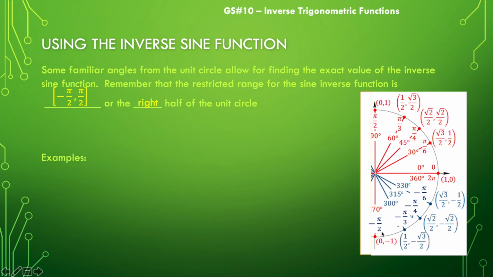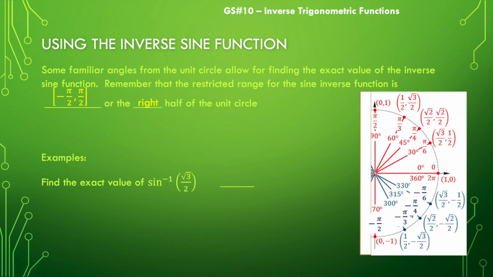inverse function. All right, so here's an example. We want to find the exact value of the sine inverse of rad 3 over 2. Okay, so what does that mean? Whenever you see this notation, you are thinking this is the output of this notation is an angle of some kind.